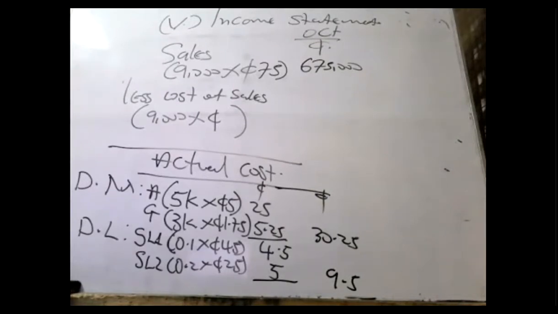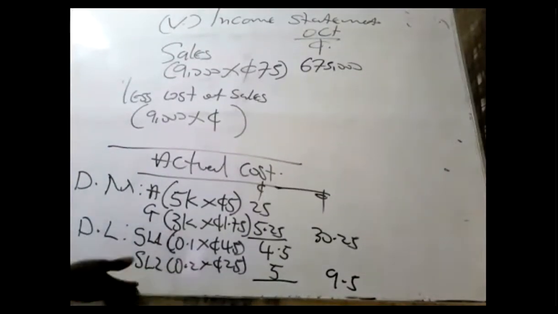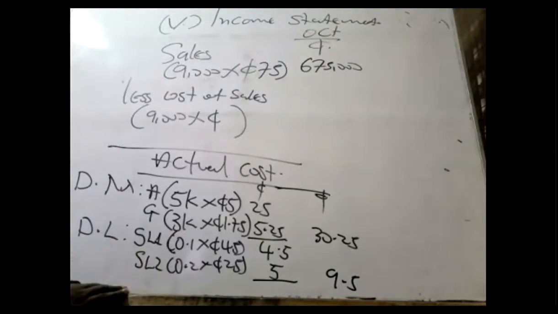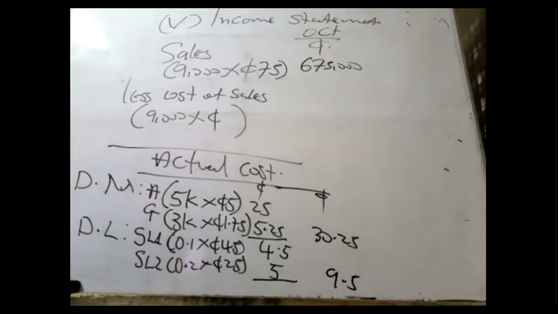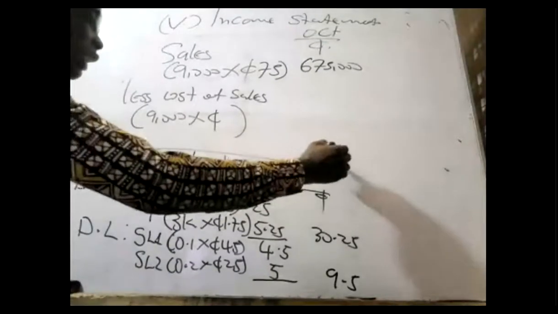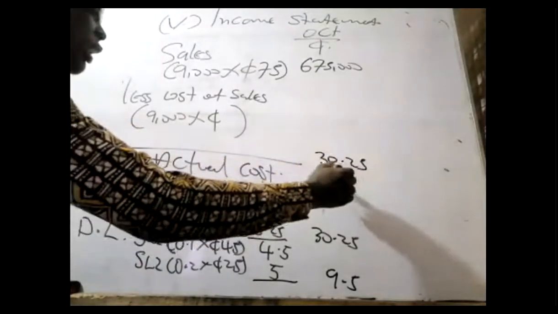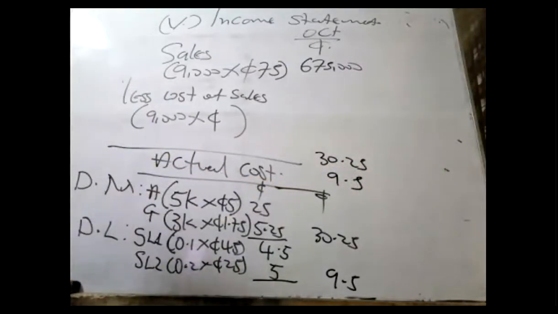So let's go in for the factory overhead. Unfortunately, my space is not big enough. I don't look in the main board. That means I have to do the same place again. Try to answer somewhere. 30.25 and 9.5, so that I can clean it. I'm about to clean it.